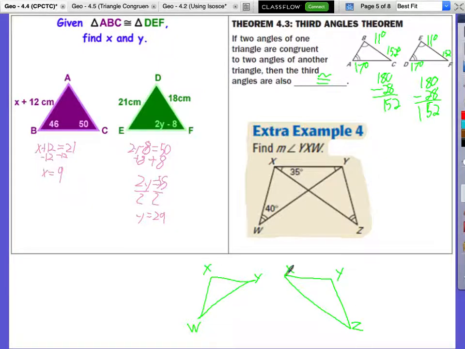So notice how X and Y are repeated because I took this triangle and split it apart. It's like I took the overlap and split them apart. So this angle, YXZ, is still 35 degrees. And it's still congruent to this angle, WYX, which is also 35 degrees.